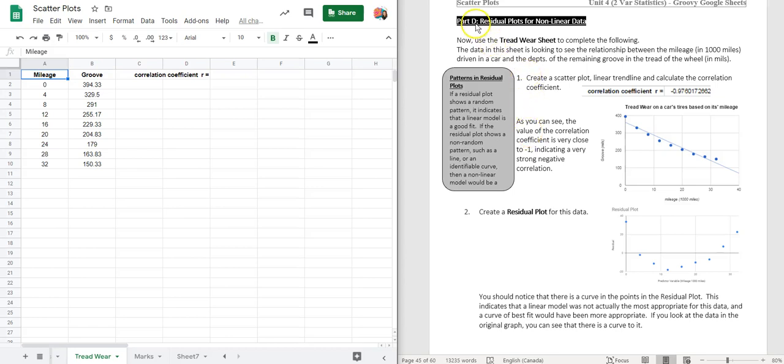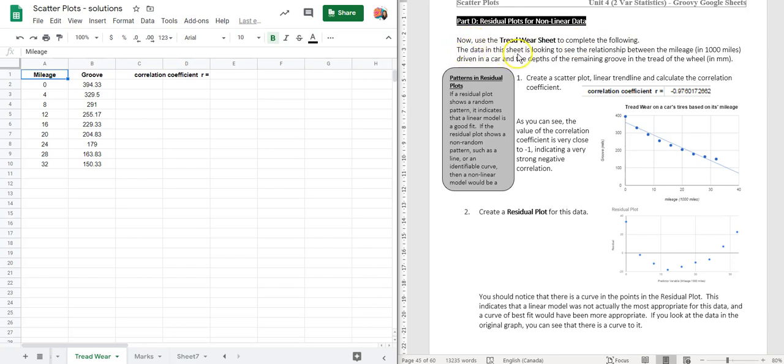This video will go over Part D of the Google Sheets activity Scatterplots. What we're going to be looking at is how residual plots will look if your data is nonlinear. You're going to need the Treadware sheet to complete the following, so open up the Treadware sheet in your document.